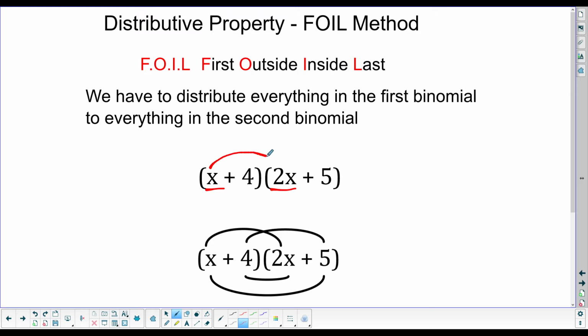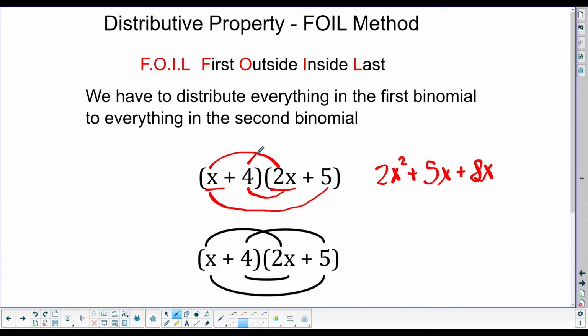So I multiply x times 2x. That gives me 2x squared. And then I'm going to multiply the outside ones. So the ones on the outside, the x and the 5, that gives me 5x. I'm going to multiply the inside ones here, 4 and 2x, is going to give me 8x.